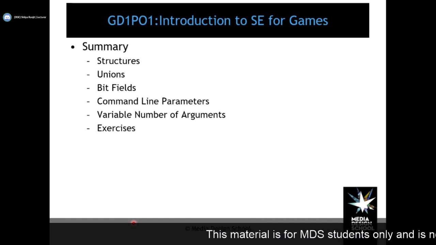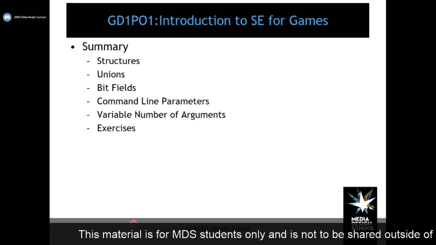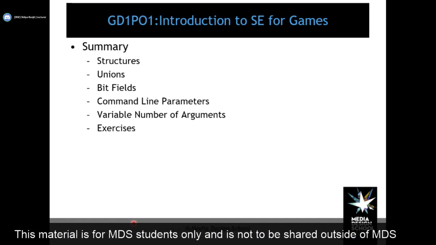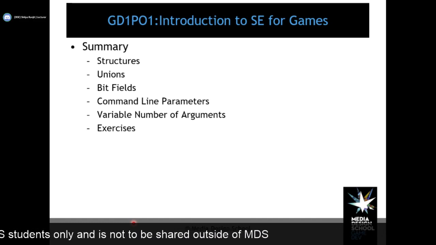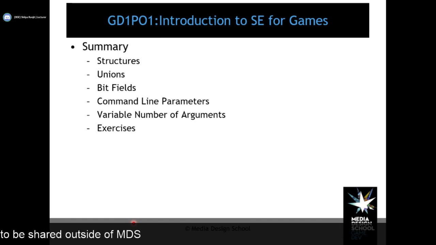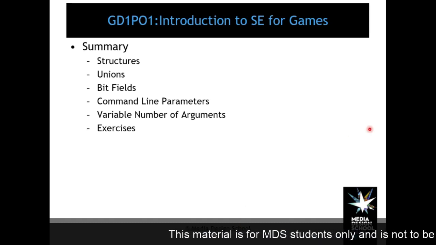BitFields help to keep track of your memory and allot only the required amount of memory using bits. Otherwise, command line arguments and variable number of arguments, I'm not sure if you would use them somewhere, but just understand them. Is there anything else that you want to ask about today's topics?